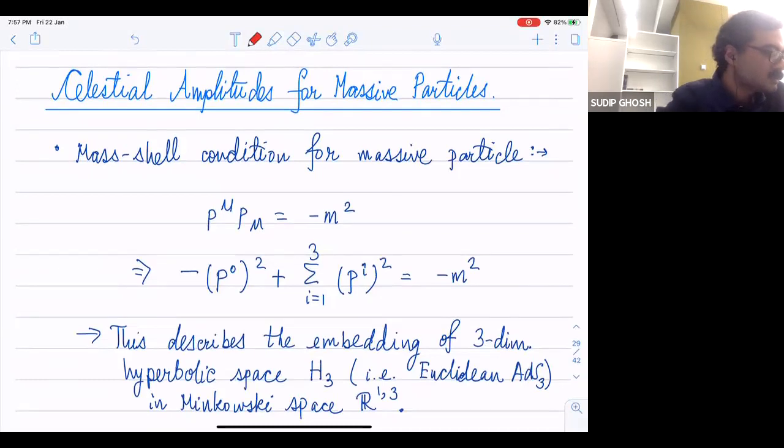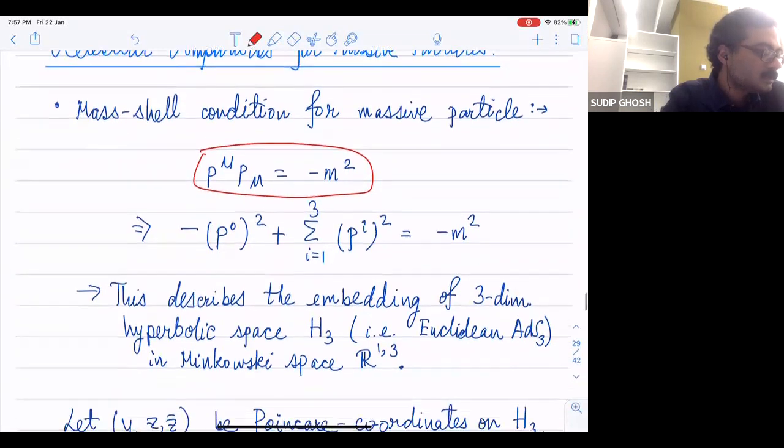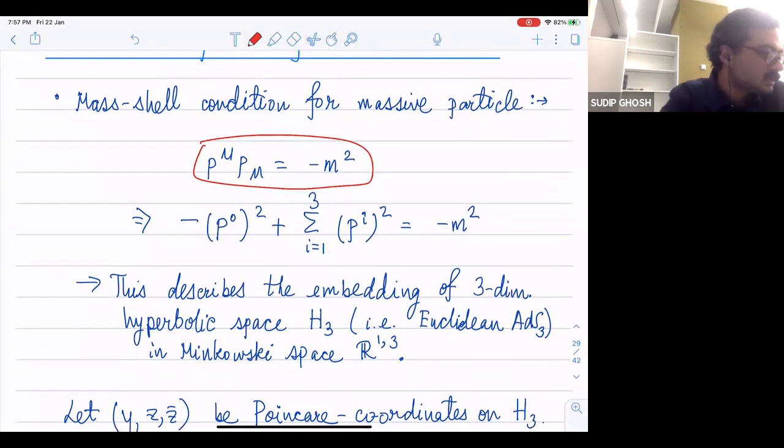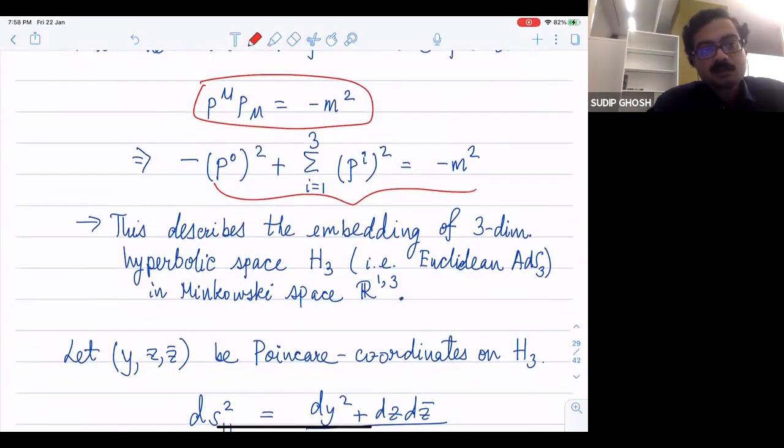Suppose we start with a massive particle with some mass m. Then we know that the on-shell condition is p squared equals minus m squared. If you write it out in terms of components, we get an equation which describes the embedding of three-dimensional hyperbolic space, equivalently Euclidean AdS3, inside 3 plus one-dimensional Minkowski space.